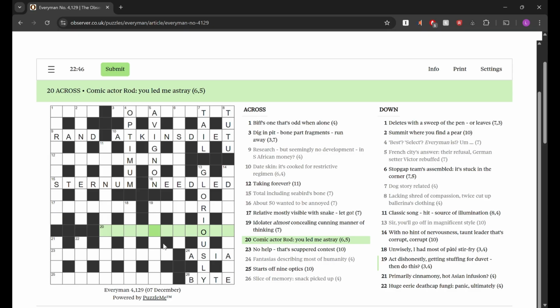Or are we going to have a comic actor? And we're anagramming Rod, you led me astray. Astray is the anagram indicator. That might be it. That might make more sense. How many letters is that? That's 3, 6, 9, 11, which would be 11, yeah. Who's a comic actor? Bill Murray.